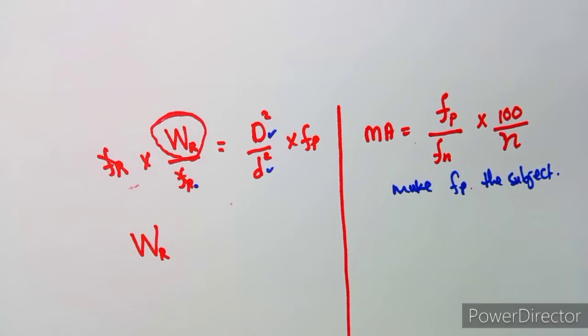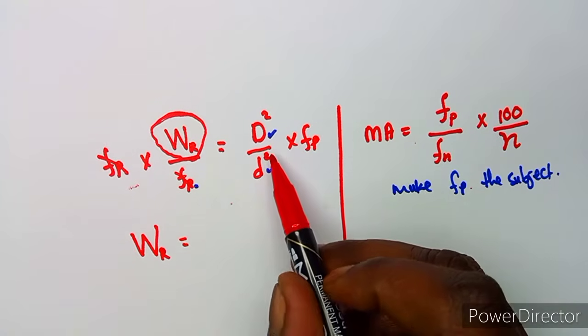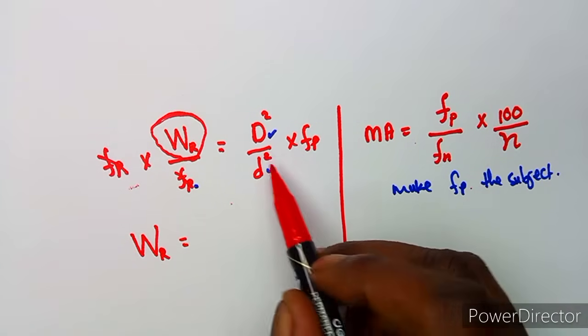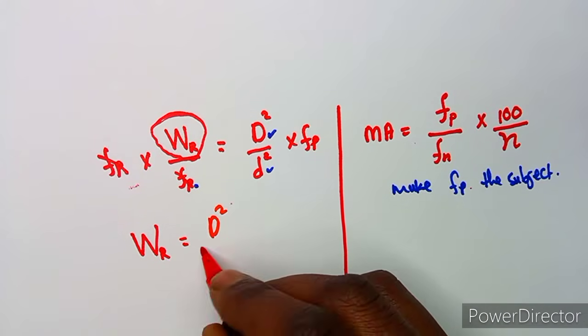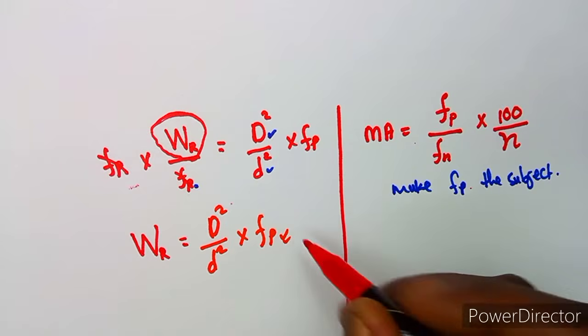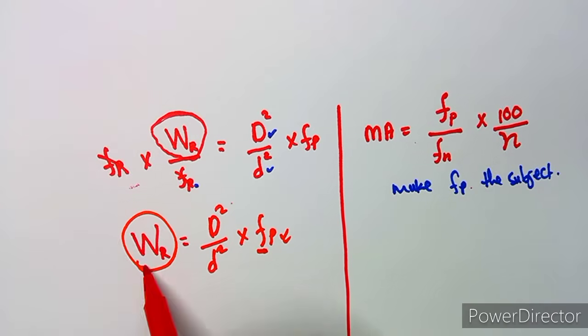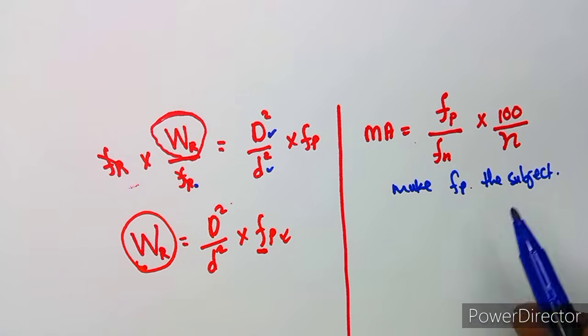Okay, from your mass times the gravitational acceleration, guys, not force times distance, but the gravitational acceleration that you're going to have. All right, so this is going to be d squared over d squared times FP, which is the force that we have on the plunger here. Like I said, if we had this, we can calculate the mass. So that is where I was saying, let us now make FP the subject.